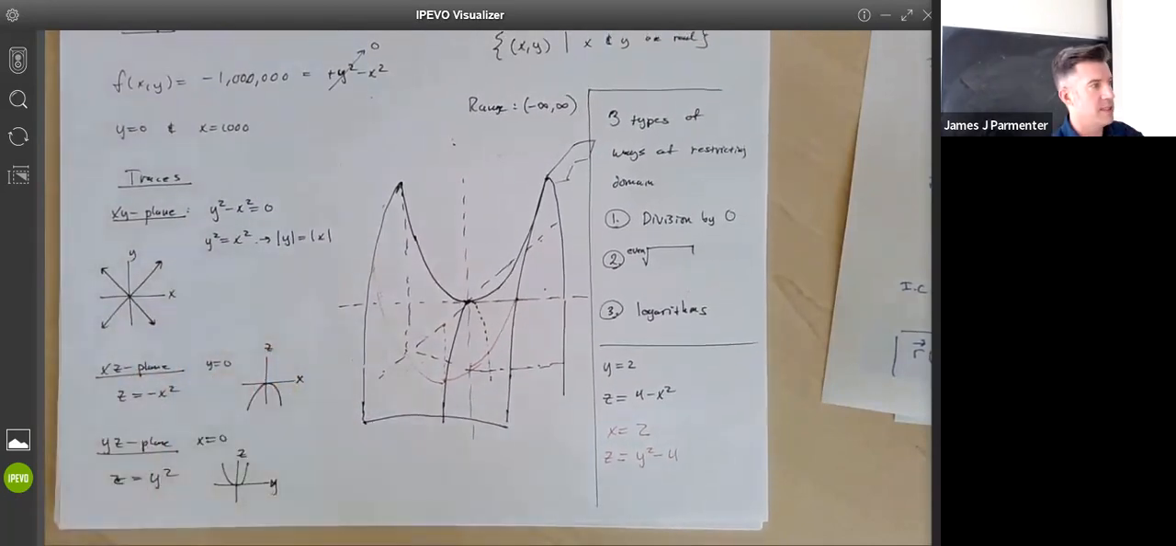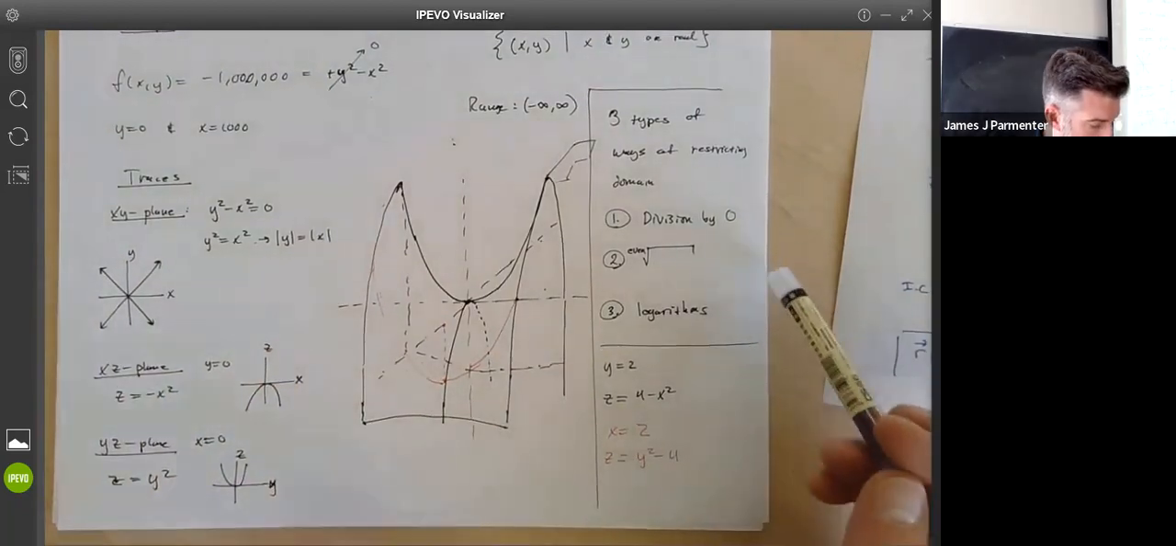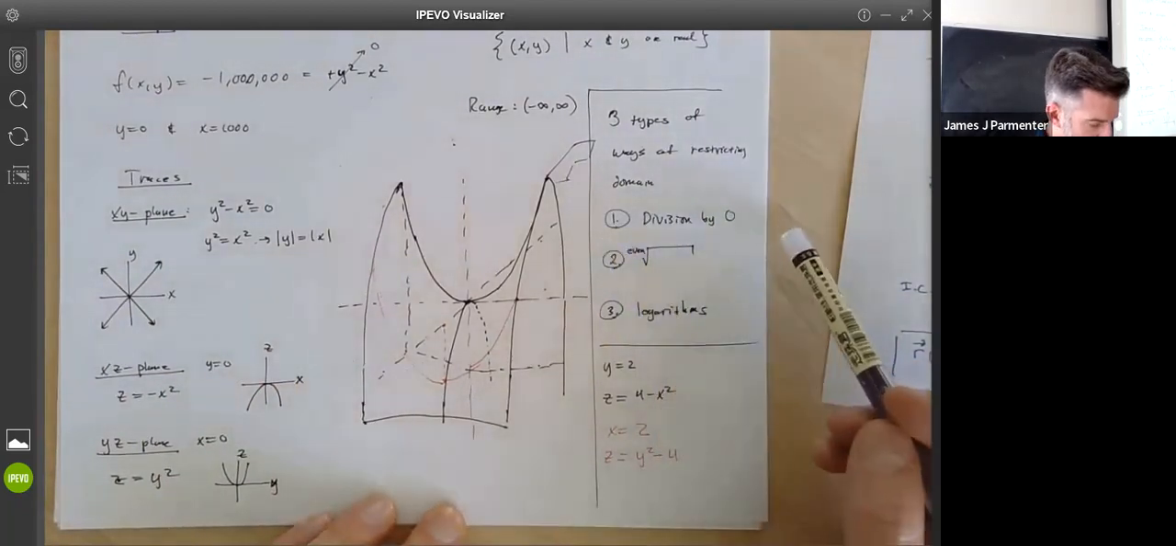Oh, sure. We're about to cover that more in depth. But all I was really saying here is that these are the things we have to look out for. You can't have division by zero.